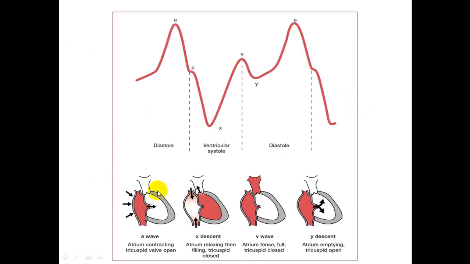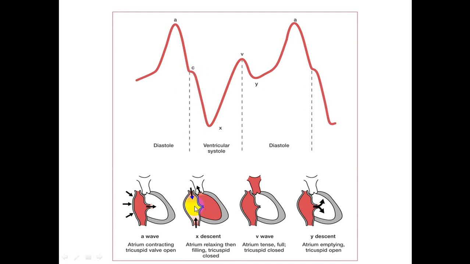This is another example to see. During diastole, as the atria contract, it gives an A wave. During systole, the tricuspid closes and the ventricle starts early systole, giving a C wave, which is not seen in the neck.